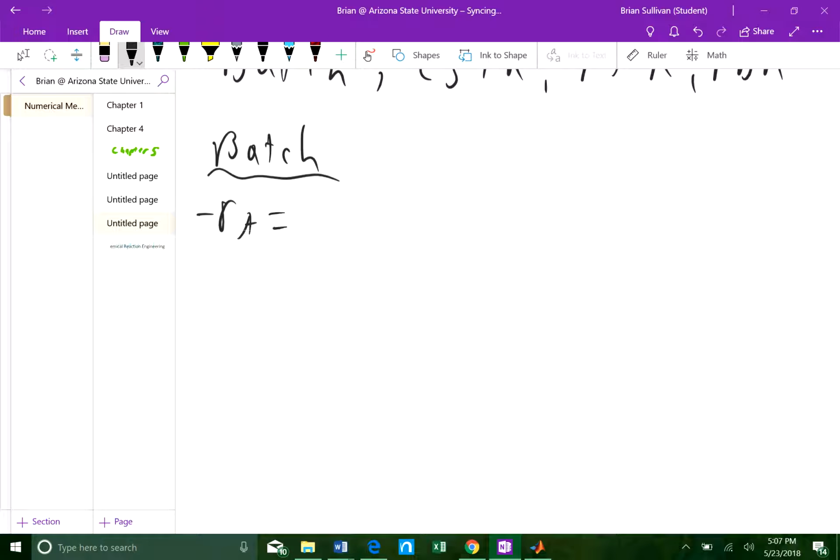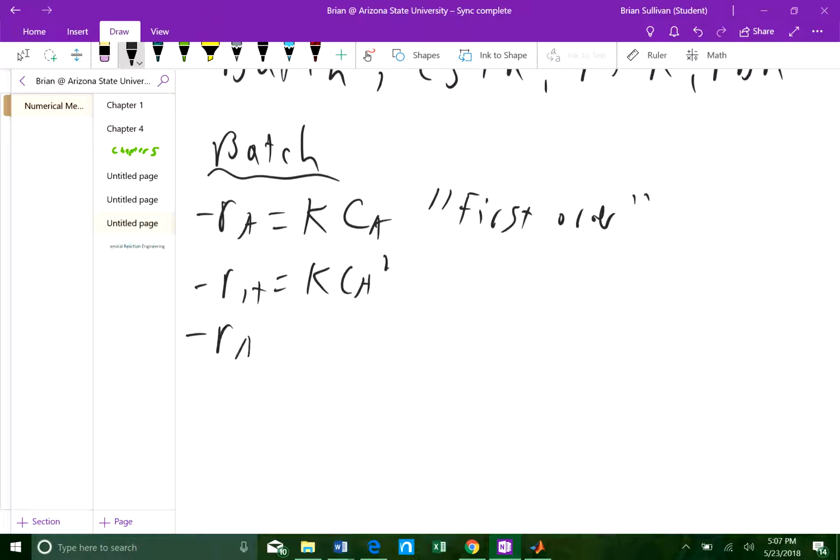So you're going to be given this, disappearance of A. That's what that negative RA stands for. It's going to be a constant times C of A. In this case, it's first order. However, you could be given stuff like second order.